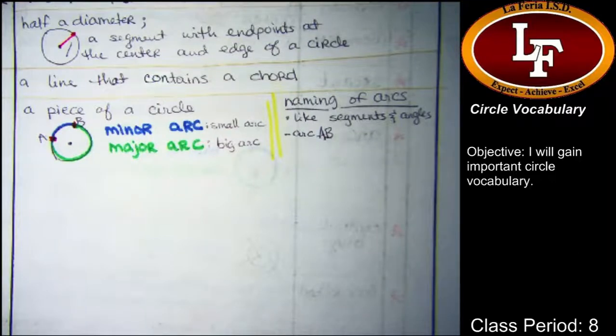The minor or the major? Which arc am I talking about when I say arc AB? Unless I give you that information, you don't really know. So if you said something, you're not wrong, because I wasn't specific. I didn't tell you which arc I wanted you to look at. You looked at one, you identified it, and you said it, which is awesome. But that's my fault. I need to be specific.